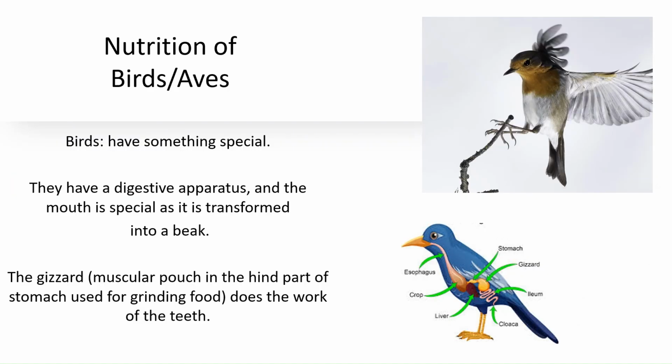Nutrition of birds or aves. Birds have something special. They have a digestive apparatus and a mouth that is special as it is transformed into a beak. The gizzard, or the muscular pouch in the hind part of the stomach that is used for grinding food, does the work of the teeth.